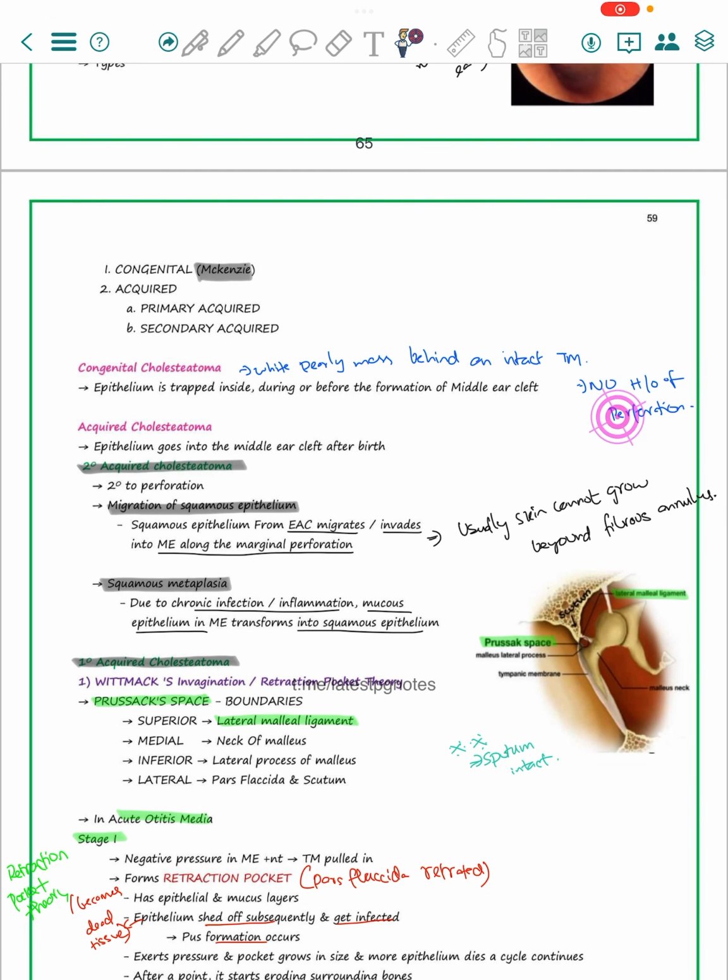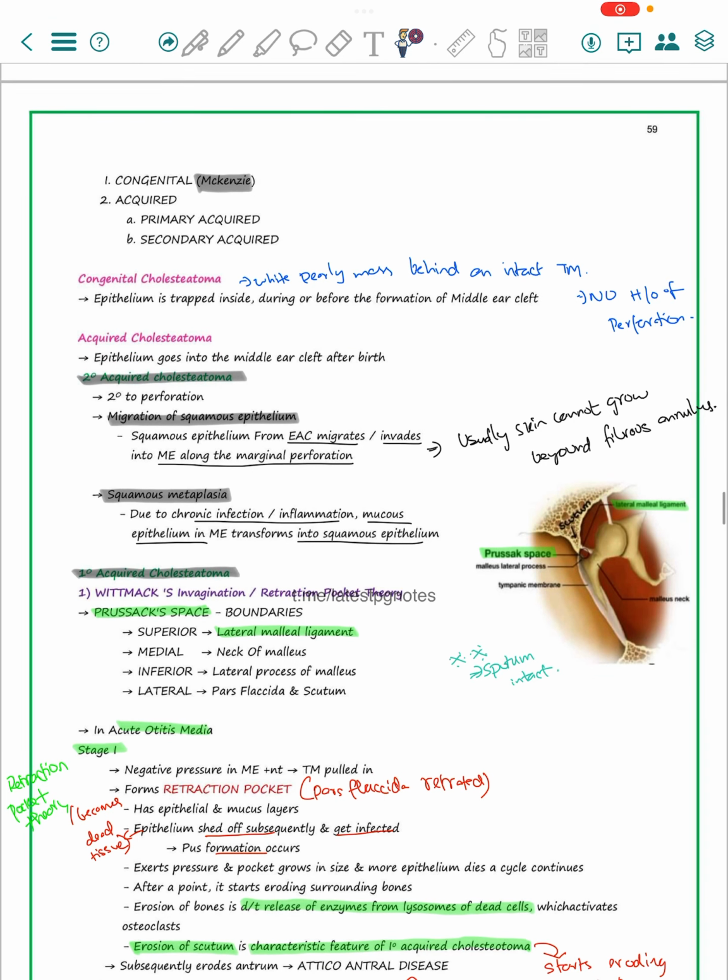There will be no history of perforation, whereas acquired cholesteatoma has two types, secondary acquired cholesteatoma and primary acquired cholesteatoma. In secondary acquired cholesteatoma, an infection or perforation leads to the cholesteatoma. Due to the perforation, there will be migration of squamous epithelium inside the middle ear cleft. Squamous epithelium from the external auditory canal migrates into the middle ear along the marginal perforation. Most commonly in the unsafe type there will be a marginal perforation.